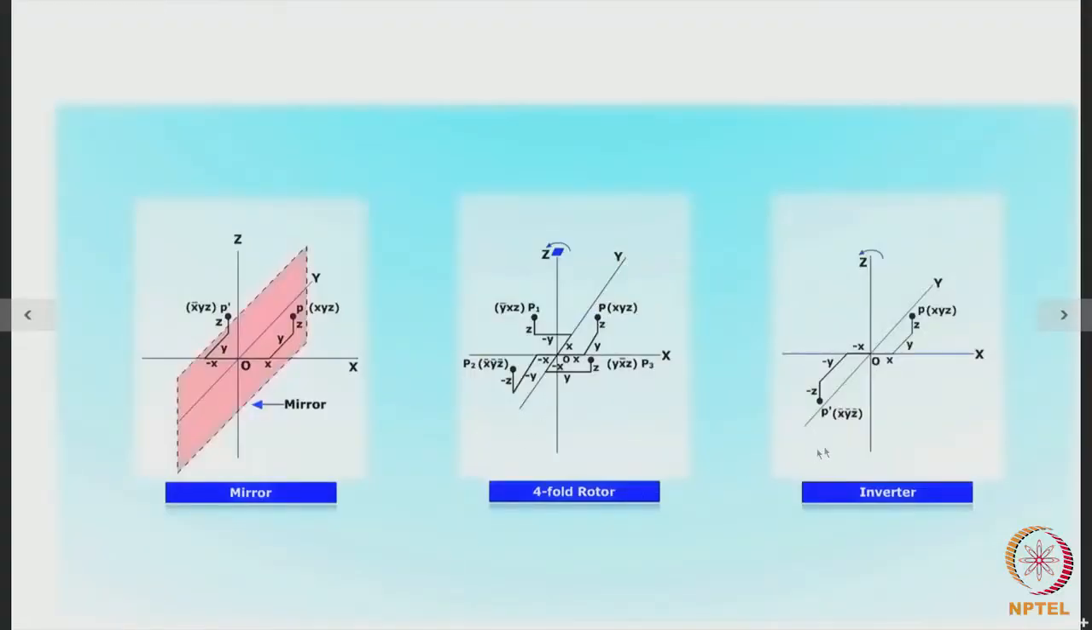Now, if we look at the function of an inverter, what happens? Say again, this is the x axis, this is the y axis, and this is the z axis. If we have a point P with coordinates x, y, z and if we have an inversion point at O, then what will happen? This point will produce a point P prime, and the coordinates of P prime will be x bar, y bar and z bar. So, you see that if you have an inversion operation, then there are two equivalent points produced.